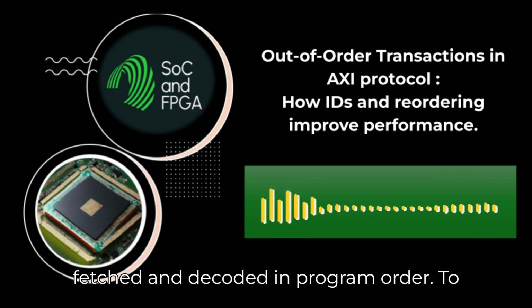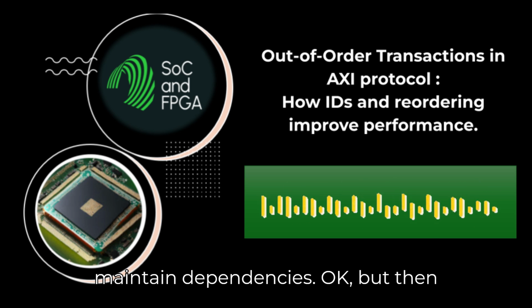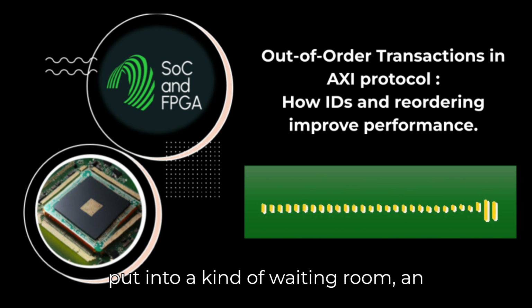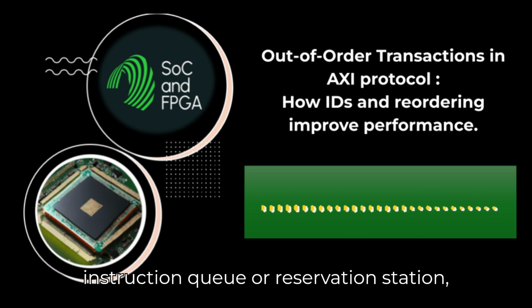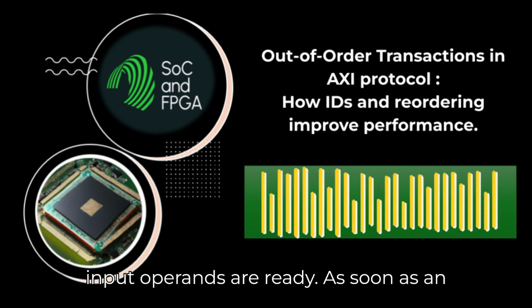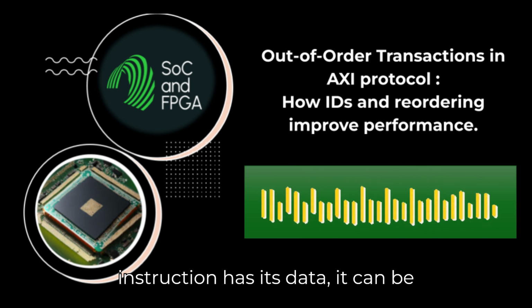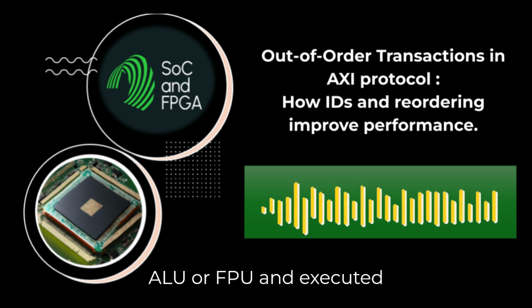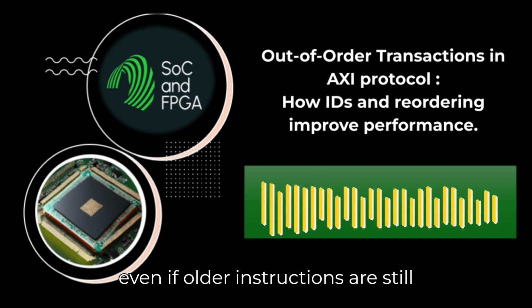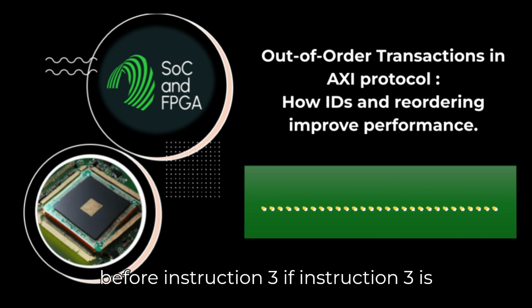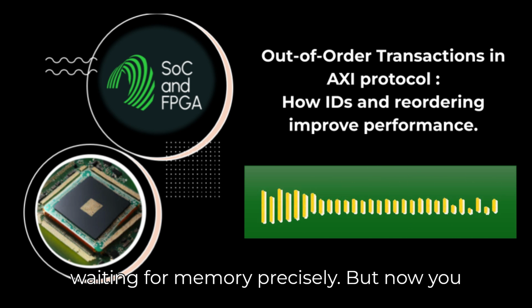Instructions are still fetched and decoded in program order to maintain dependencies. Okay. But then, instead of executing immediately, they're put into a kind of waiting room, an instruction queue or reservation station, and they wait there until... until their input operands are ready. As soon as an instruction has its data, it can be dispatched to a functional unit like an ALU or FPU and executed even if older instructions are still waiting. So instruction 5 might finish before instruction 3 if instruction 3 is waiting for memory.